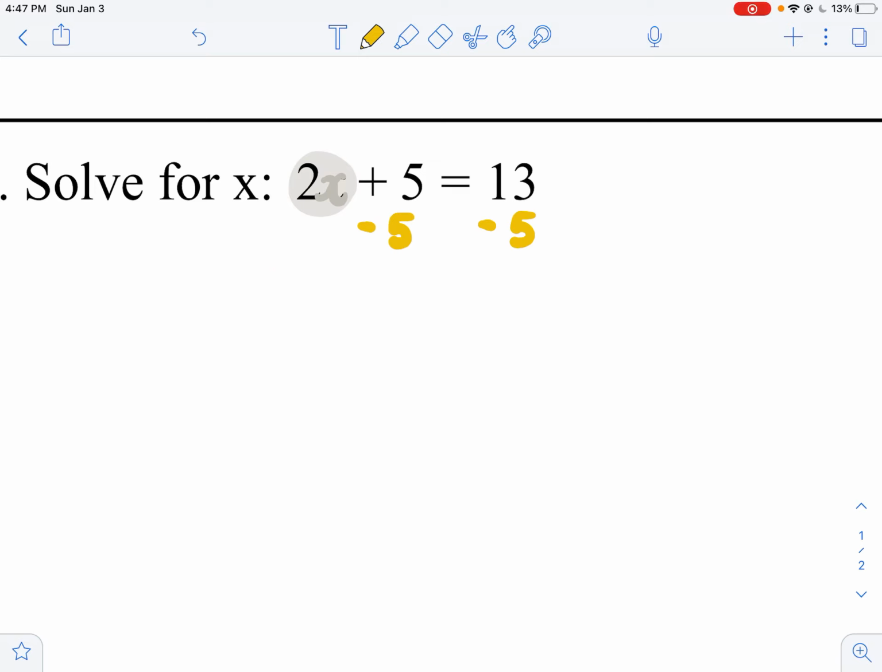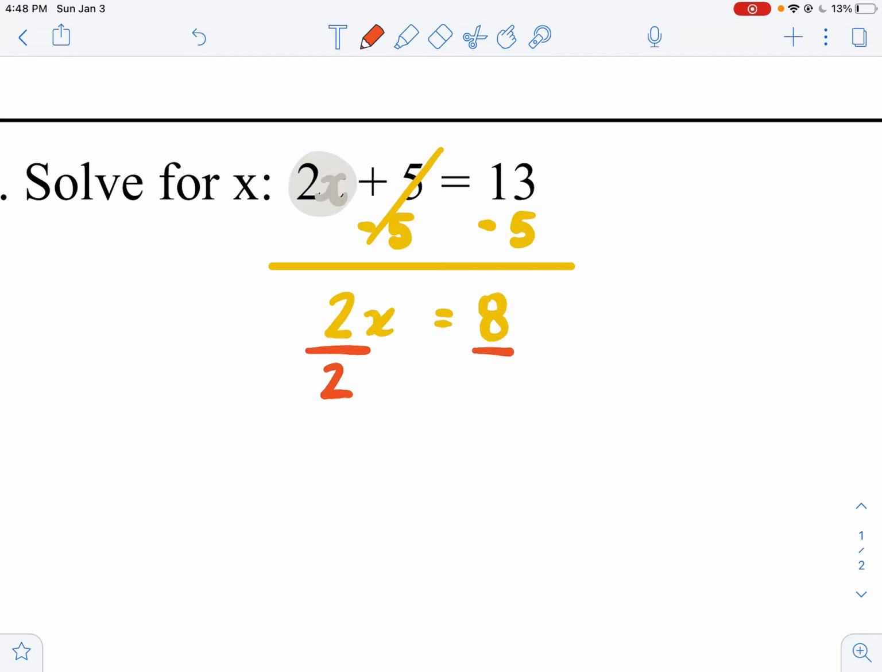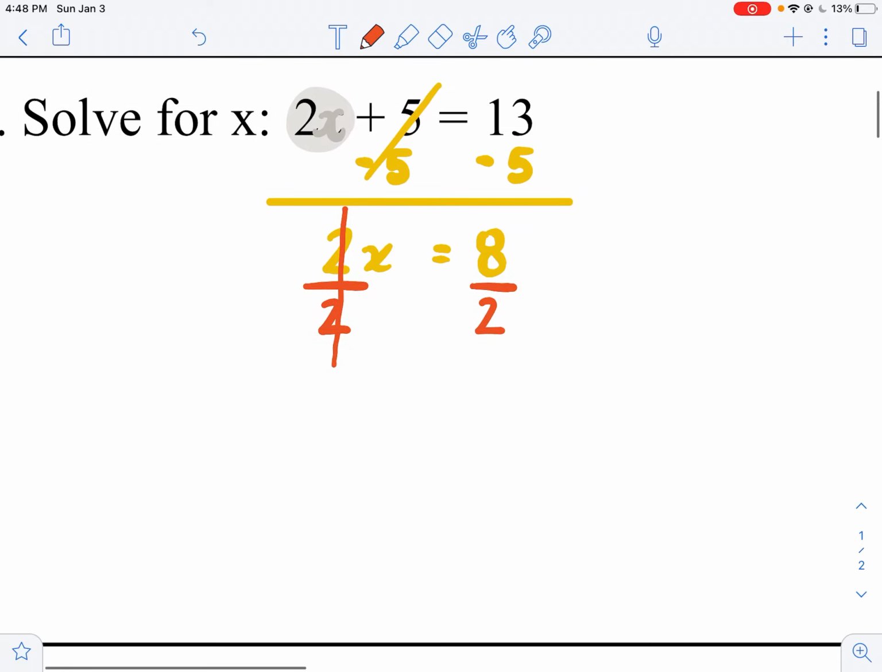Okay, so we subtract 5 on both sides. Now we're left with 2x equals 8. And now our problem should look like something we've seen before. 2x equals 8. I see multiplication. So to undo the multiplication, I'm going to divide by 2 on both sides. What that does is the 2's cancel, leaving x all by itself, and 8 divided by 2 is 4.